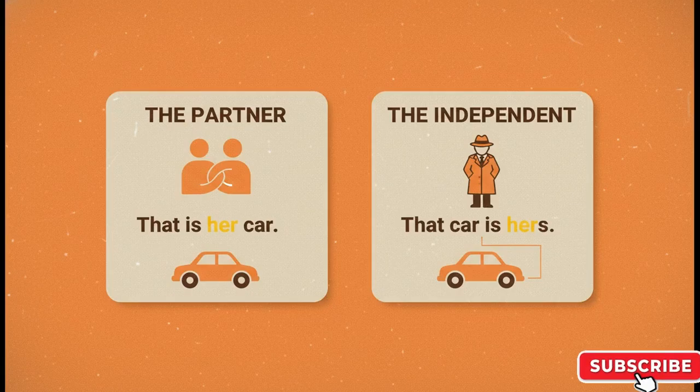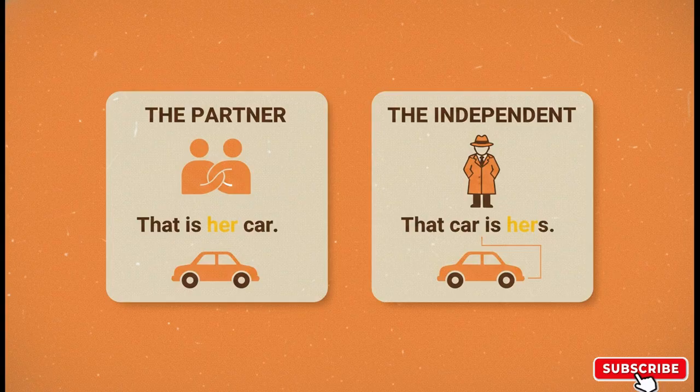Let's see this rule in action. On the left, her is the partner. It needs its noun buddy, car, right there next to it, her car. But look at the right. Hers is the independent. It completely replaces the phrase, her car. The sentence, that car is hers, is perfect all by itself.